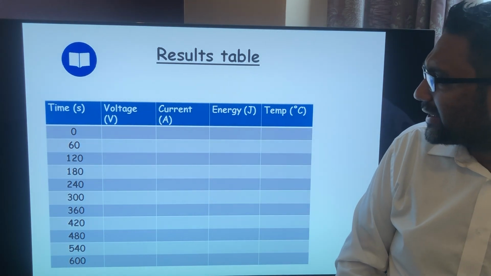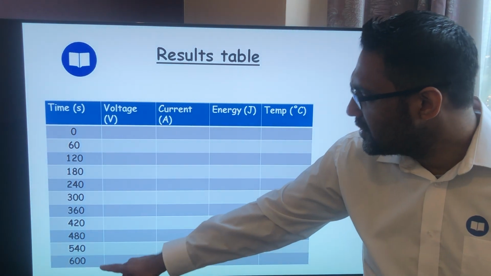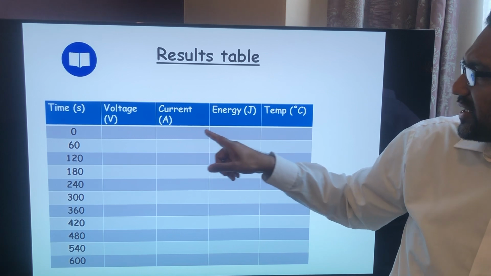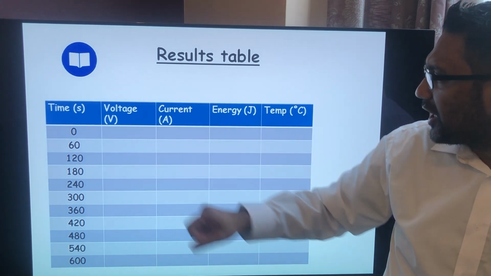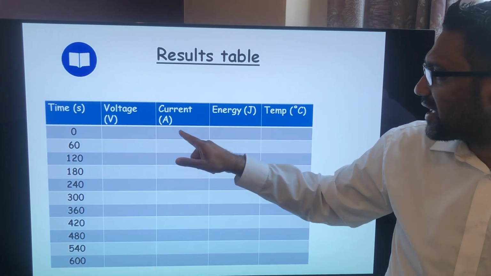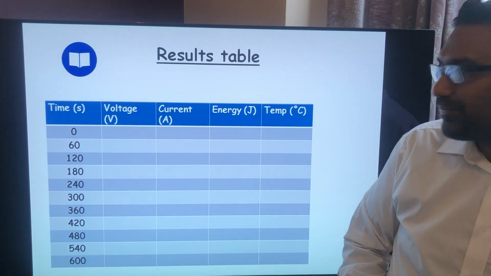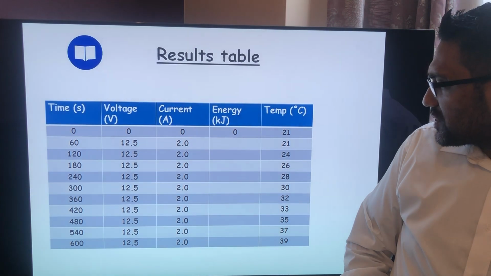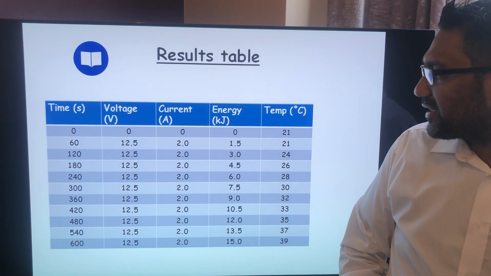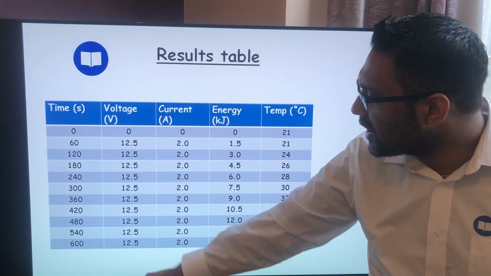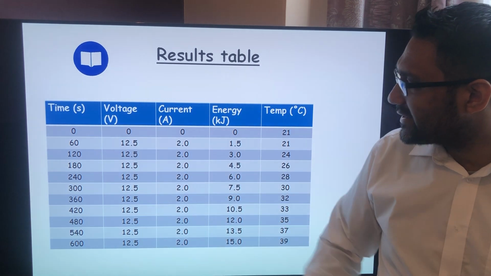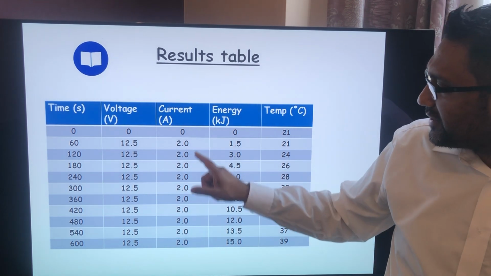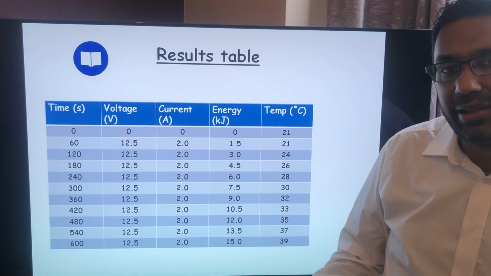So a results table could look like this. Every 60 seconds, you write down what the voltage is, what the current is, and the time. If you multiply those 3 numbers together, it'll give you the energy transfer. And then you record the temperature. Now here's some results from a lesson that we did a few weeks ago. Okay, so I've set it at 12 volts and it stayed exactly at 12 volts. The current stayed exactly the same as well, because I didn't change that.